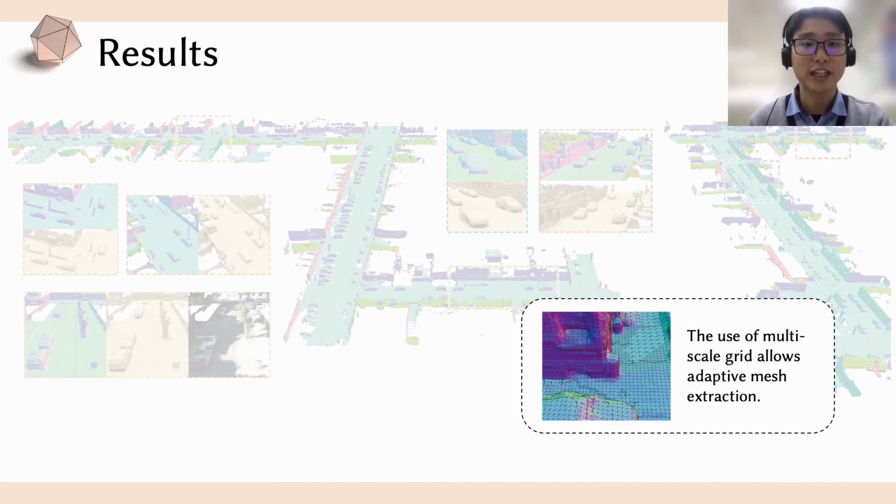We also tested on the KITTI dataset using chunks. Notably, the use of our multi-scale grid allows for adaptive mesh extraction, which significantly saves computation power.